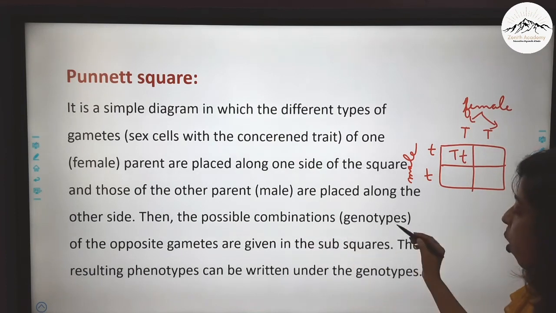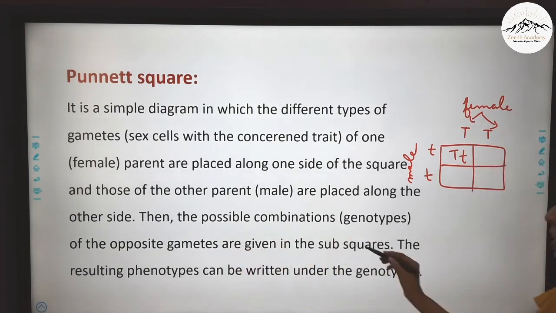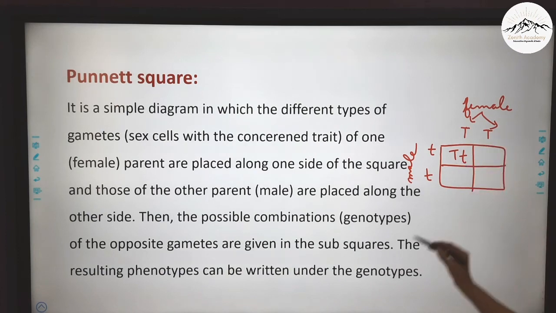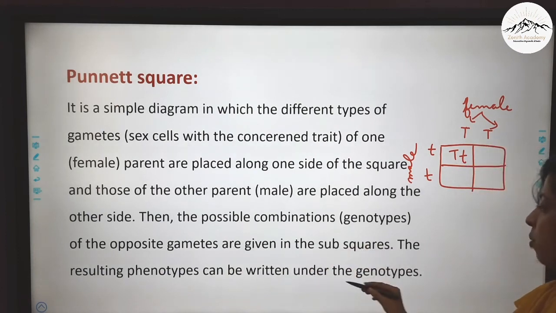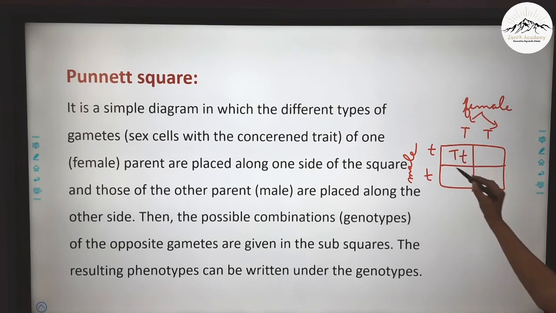Then the possible combinations, that is genotypes of the opposite gametes, are given in the subsquares. The resulting phenotypes can be written under the genotype. So here what will be the phenotype? Here it is a roller. So this can be written like this. So we'll see an example here.